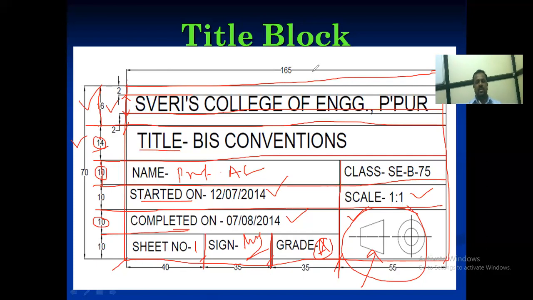Okay, in this manner we have to prepare the title block, or we can say that we have to prepare the nameplate on your drawing sheet.